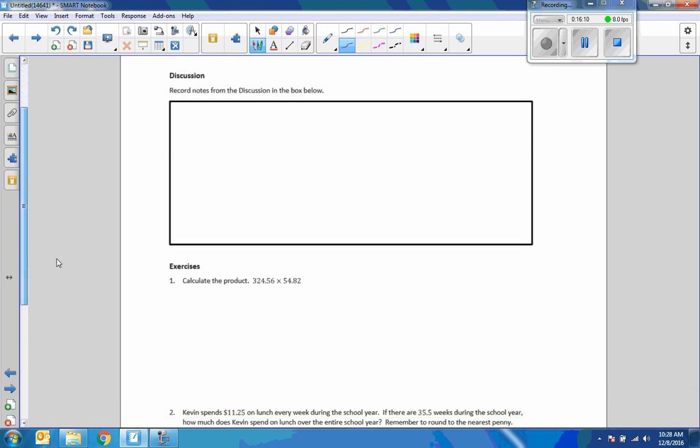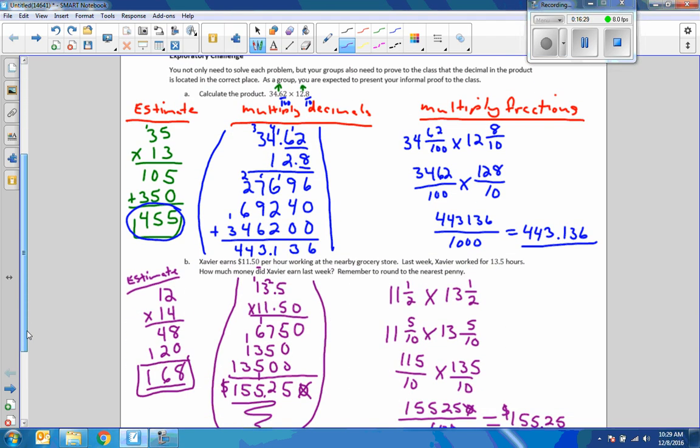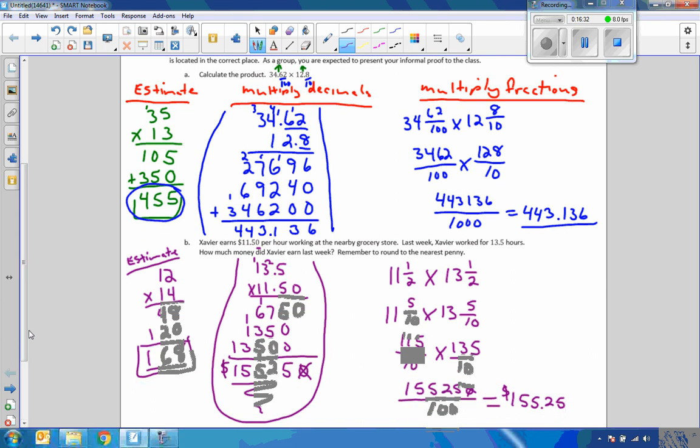So, discussion. Record notes for the discussion in the box below. Okay, so here's the discussion. Do you see a connection between the number of decimal digits in the factors and the product? Okay. So, let me go back to this example so you can see these on the screen. Looking at these examples, and I'll ask again. Do you see a connection between the number of decimal digits in the factors and the product? So how many decimal places are in the first problem, how many in the second, and how about the products?